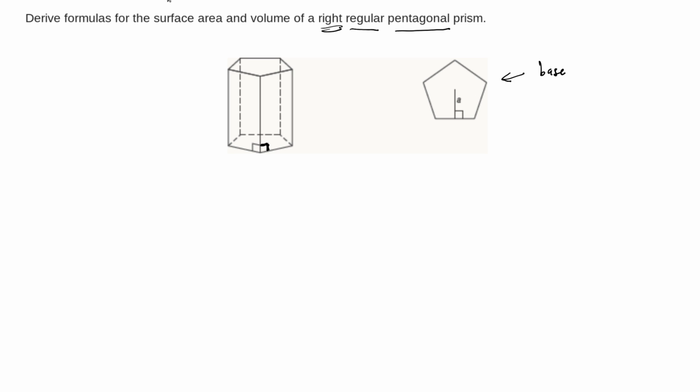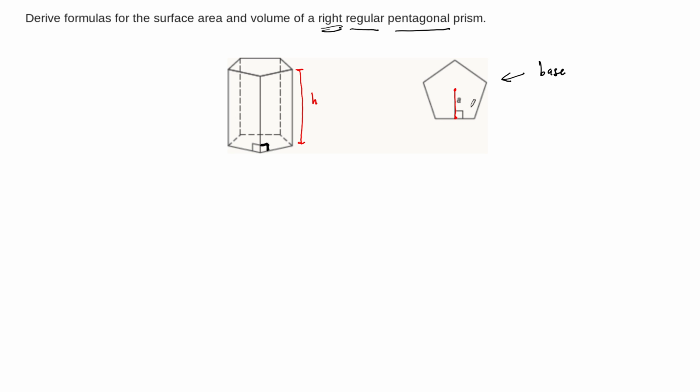So there is one thing missing from this picture if we're going to find these formulas. We are given that the apothem here is length A. We can use that to calculate everything else that we need for the pentagon. But the other thing that we do need is the height of this prism. So we need to know h. H is going to be a variable, so it's independent of A. Everything else for the pentagon, though, can be computed in terms of A.